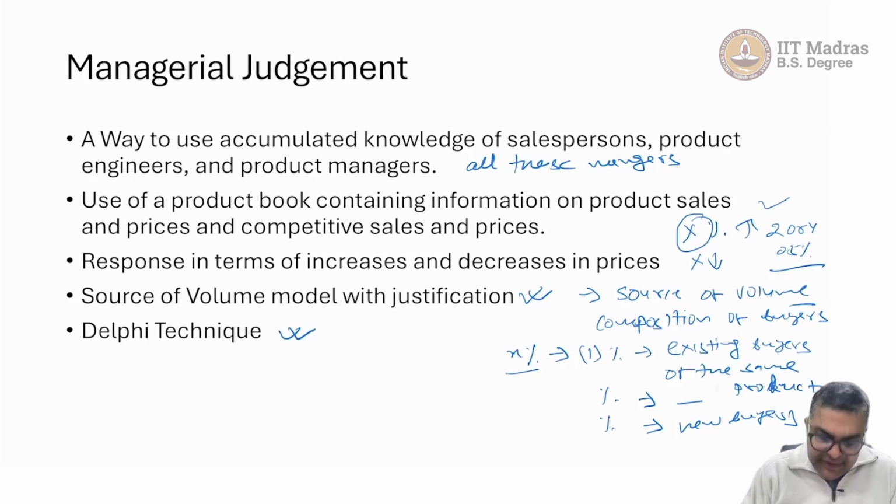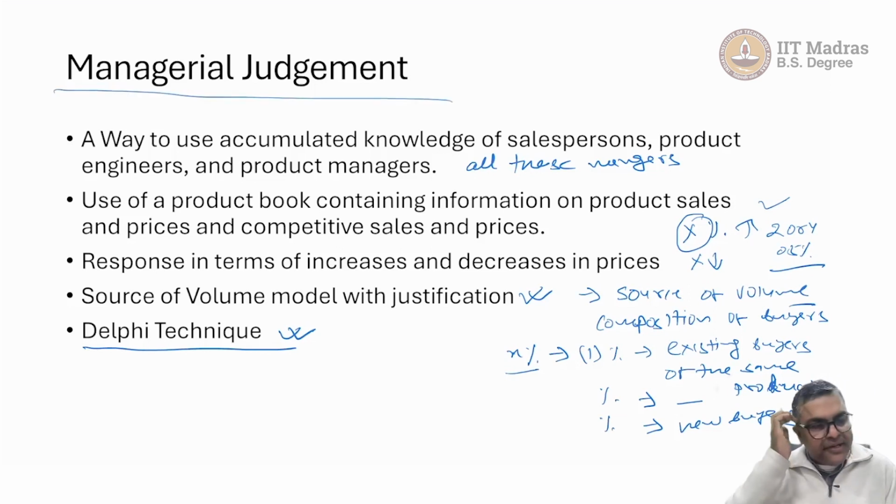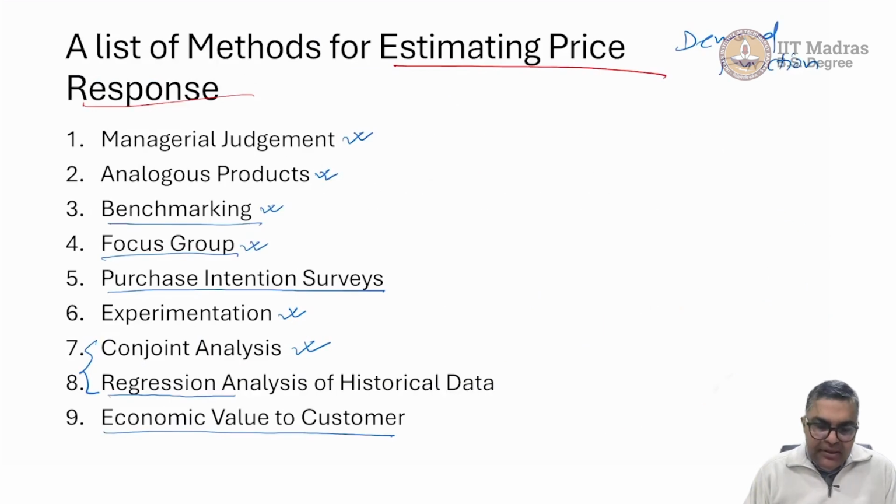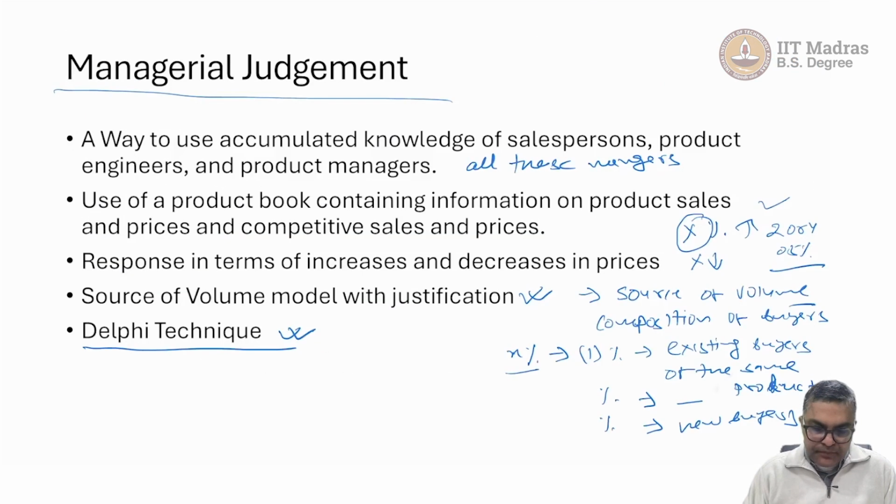Basically it is the Delphi technique, where Delphi was a famous temple in Greece, and there were forecasters whose information was fed to one another and collated, and then they revised the forecasting. And so this is what managerial judgment is. It's collation of forecasting done by different managers. So that's one technique to come up with price response to quantity demanded.